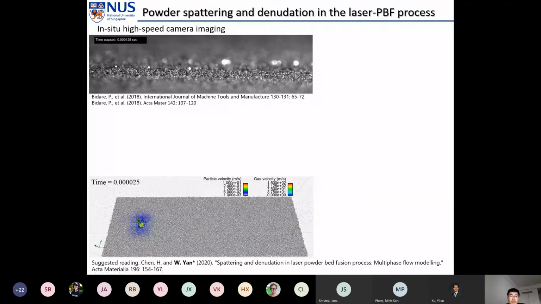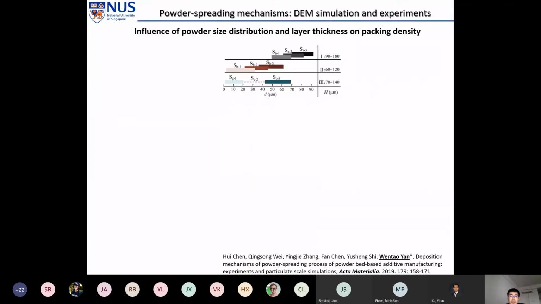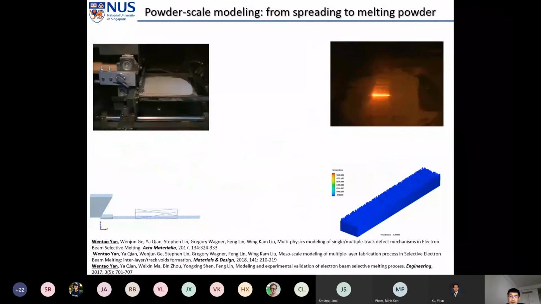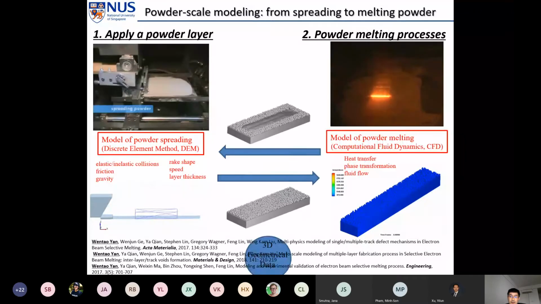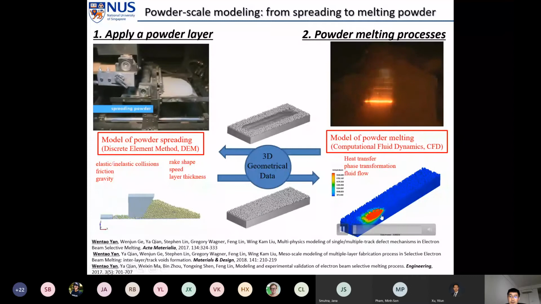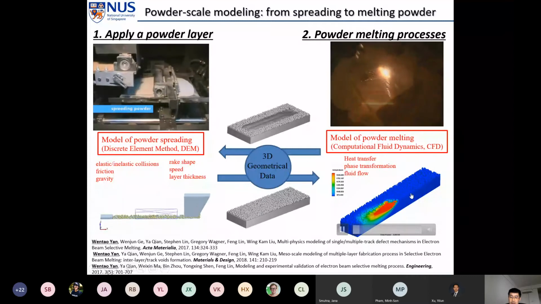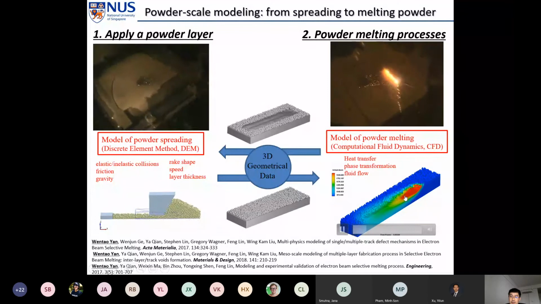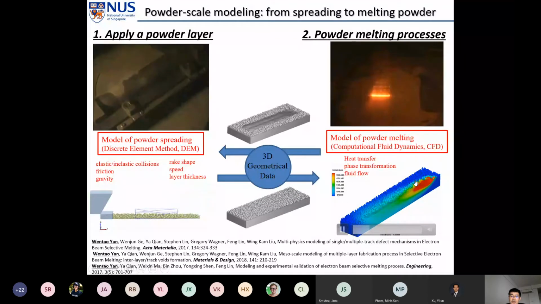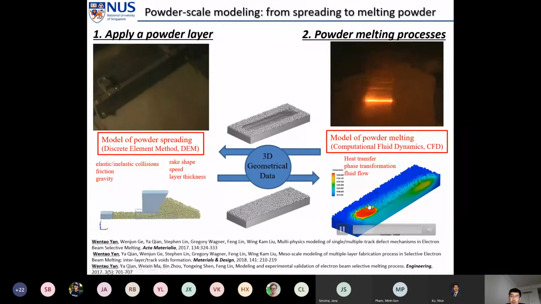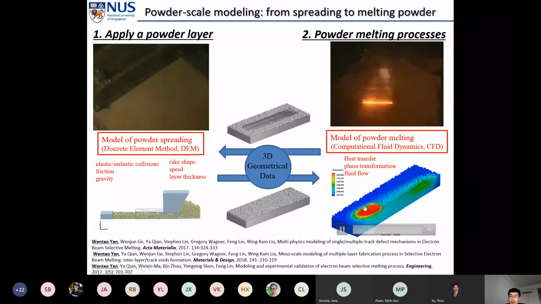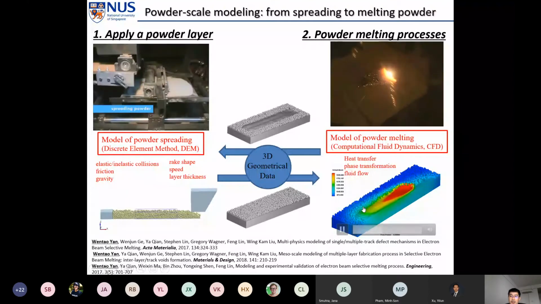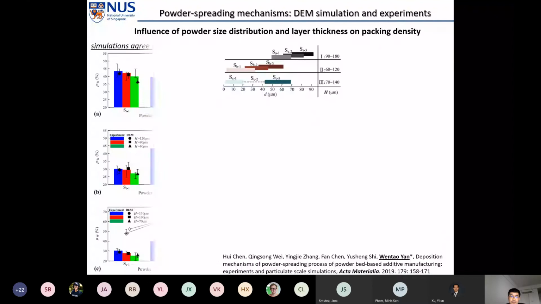In addition to this, we can revisit here. You can see in this simulation, all the powders don't move during the melting process. This is relatively true in electron beam additive manufacturing because they are preheating and sintering. But for laser, it's not the case.